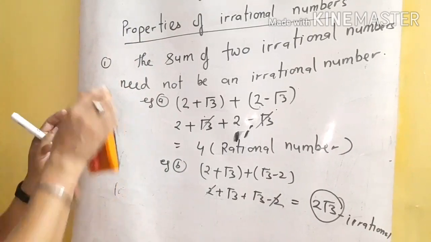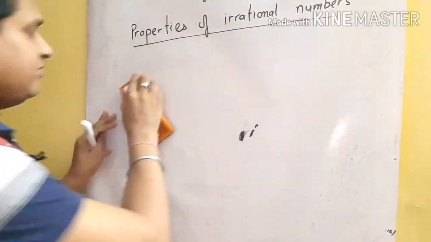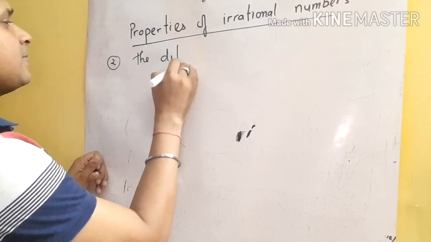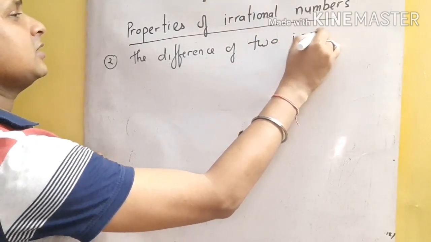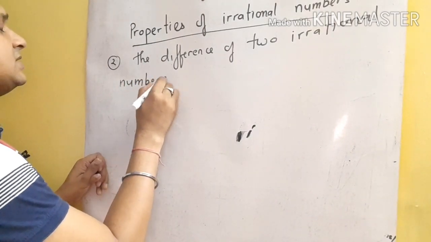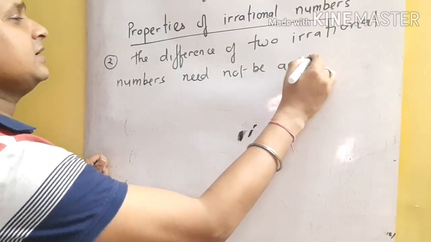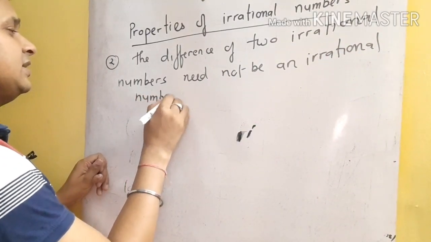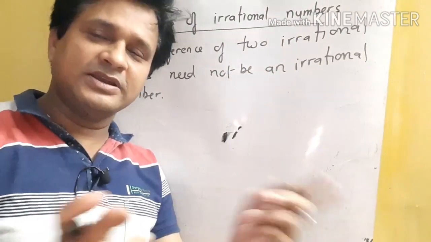Now let's take the second one. The difference of two irrational numbers need not be an irrational number. Again the same thing, the difference of two irrational numbers need not be an irrational number. It can be rational and irrational both.